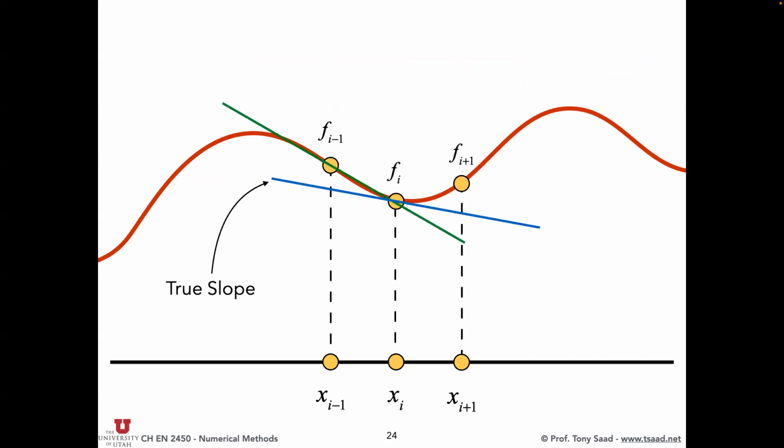Visually, if this were the true slope, this would be the backward difference slope. It's still kind of way off for this case.